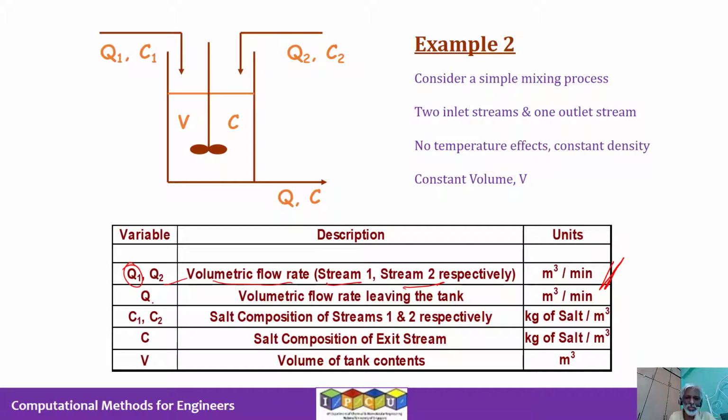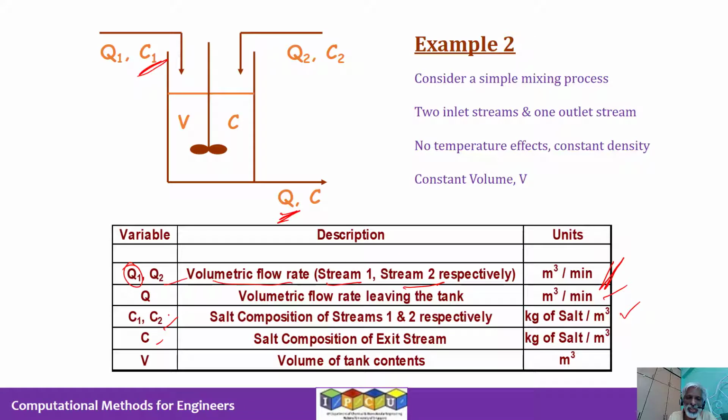Now, the symbol Q stands for the volumetric flow rate of the stream leaving the tank, and the unit is also meter cube per minute. C1 and C2 are compositions. Here we talk about salt. Both the streams contain salt. The salt composition in stream 1, C1, has the units of kilograms of salt per meter cube. That's the unit we are going to work with for both C1 and C2. The salt composition of the exit stream is also in kgs of salt per meter cube. The symbol is C.